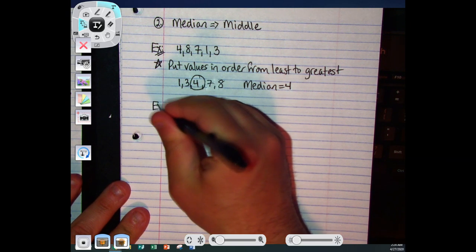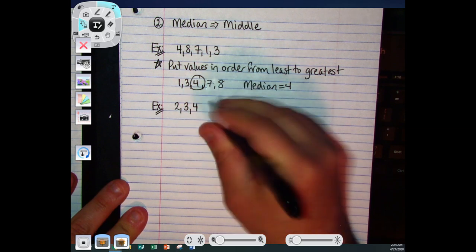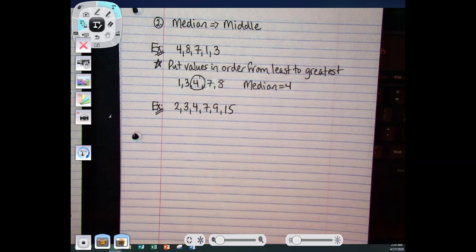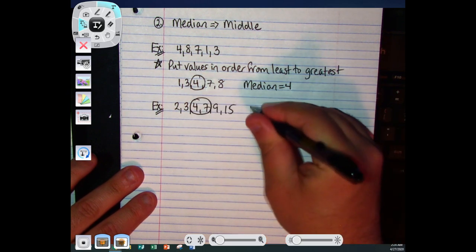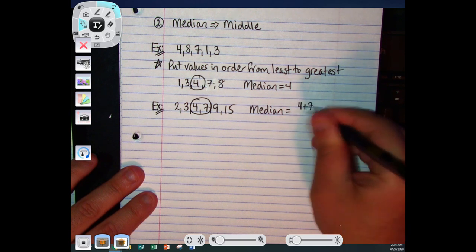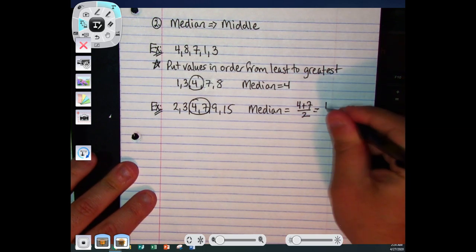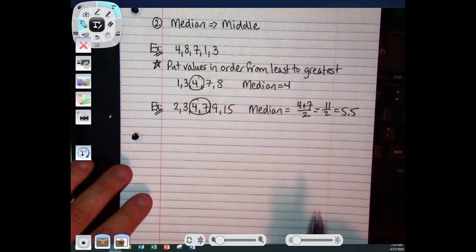Now, what if I have an even number? For example, what if I have 2, 3, 4, 7, 9, 15? If I have an even number, what I do is I find the two numbers in the middle. In this case, it'd be 4 and 7. So I would take 4 plus 7 and divide that answer by 2. So here it'd be 11 divided by 2, which is 5.5. So the median in this case is 5.5.